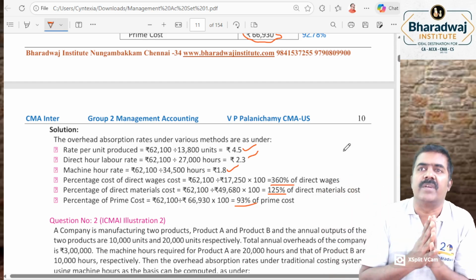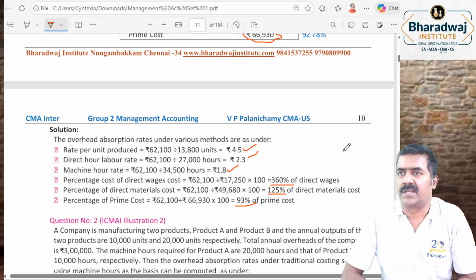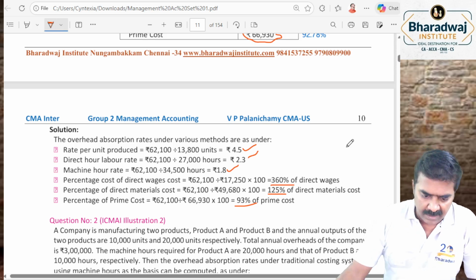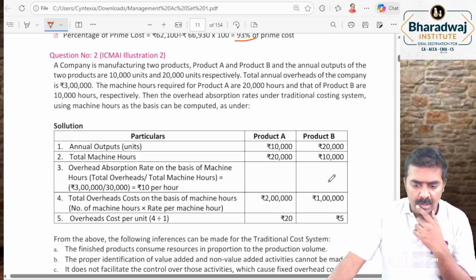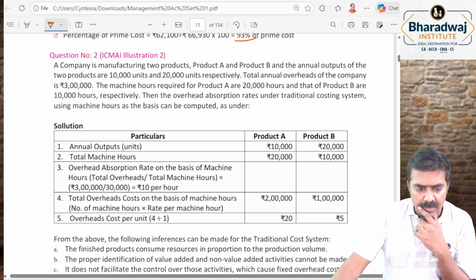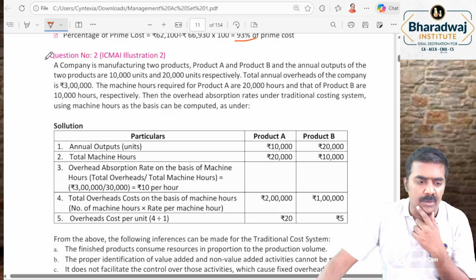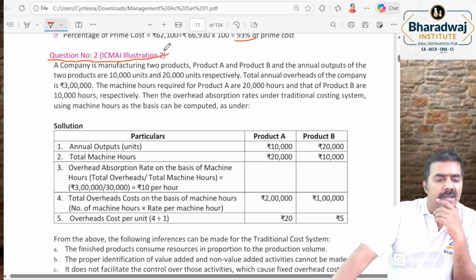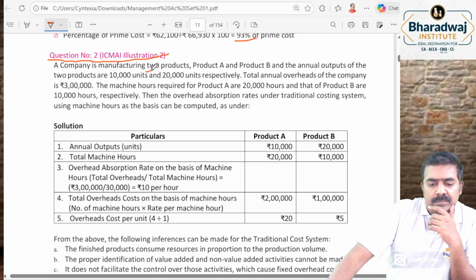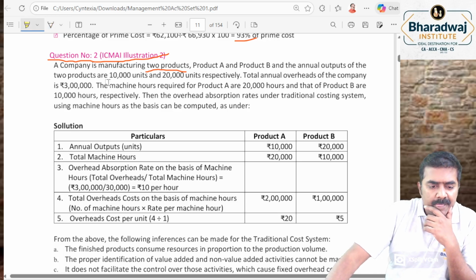From question number 1, what do we understand? How to charge overheads using different methods. Look at the second question. Don't go to the solution. A company is making how many products? 2 products, product A and product B. Annual output is 10,000 units and 20,000 units. Annual overheads of the company are 3 lakhs. Machine hours required for product A is 20,000 and for product B, 30,000.